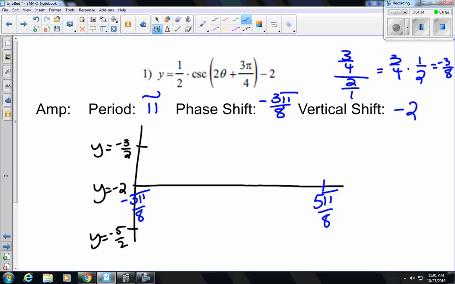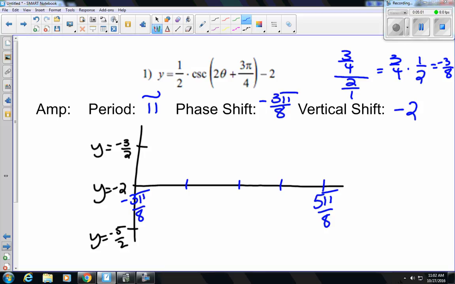Again, if that was mind blown, go to your calculator. It's okay to use your calculator. Don't let fractions keep you from doing calculus. Okay? So half, half, and half. Now, how do I know how wide to make my intervals? Period divided by 4. Period divided by 4 gets me my interval width.